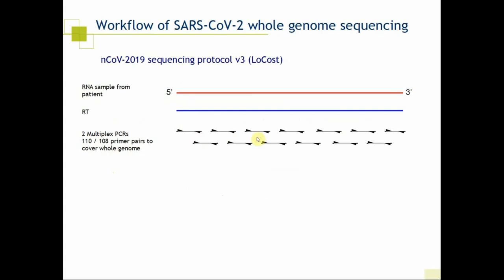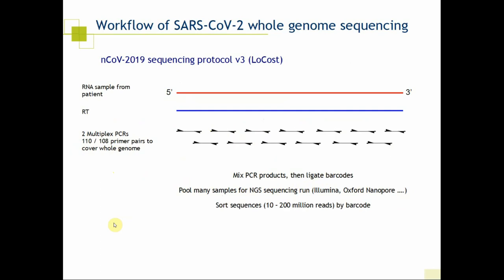So with just 2 multiplex PCR reactions, you cover the whole genome, then you pool them and ligate Illumina barcodes and send it off for an NGS sequencing run, or Oxford Nanopore or another high throughput sequencing technology. And then you can demultiplex with the barcodes and reassemble the whole virus genome sequence. Then you send it in to the database, and that will tell you what variant it is and that sort of thing.